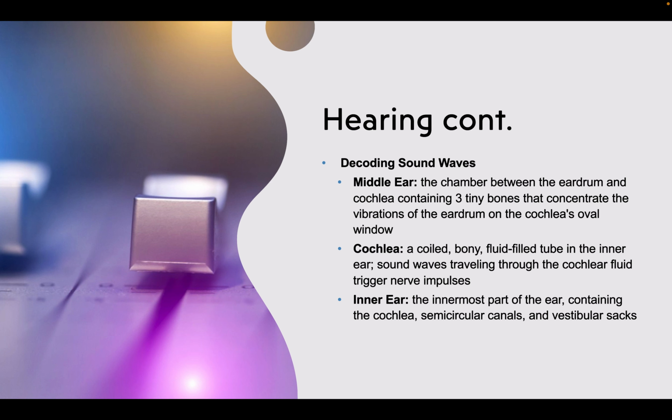The cochlea is a coiled, bony, fluid-filled tube in the inner ear. Sound waves traveling through the cochlear fluid trigger nerve impulses. The inner ear is the innermost part of the ear. It contains the cochlea, the semicircular canals, and the vestibular sacs.